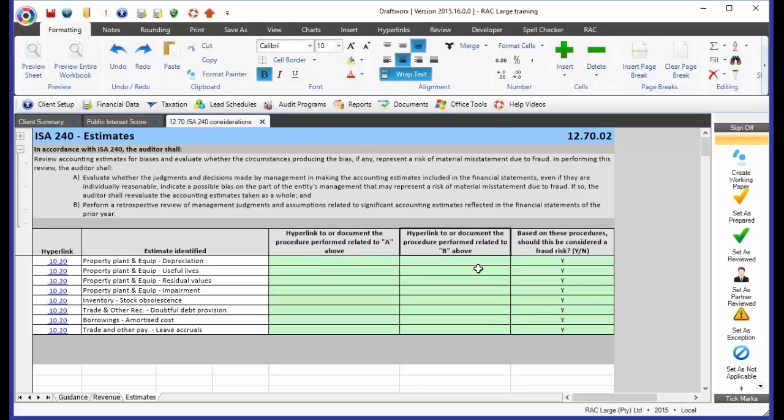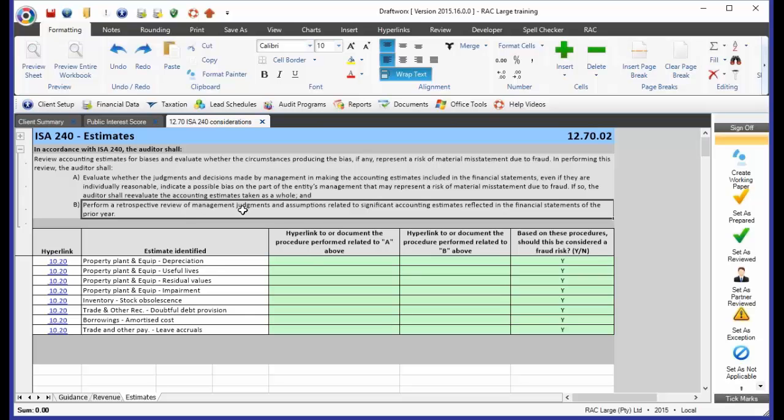Procedure B is a retrospective review of management's judgments and assumptions related to significant accounting estimates reflected in the financial statements of the prior year. Now we need to look at our prior year column in the financial statements and see what management judgments were in place last year. So let's say, for instance, we're now a year later, and management did not impair their assets last year.